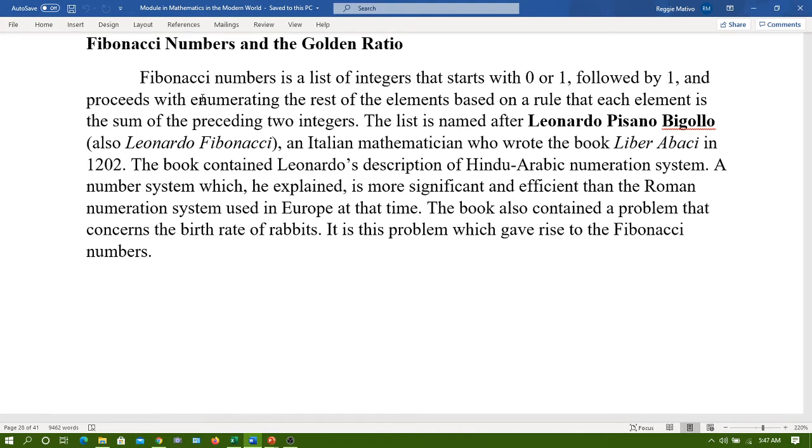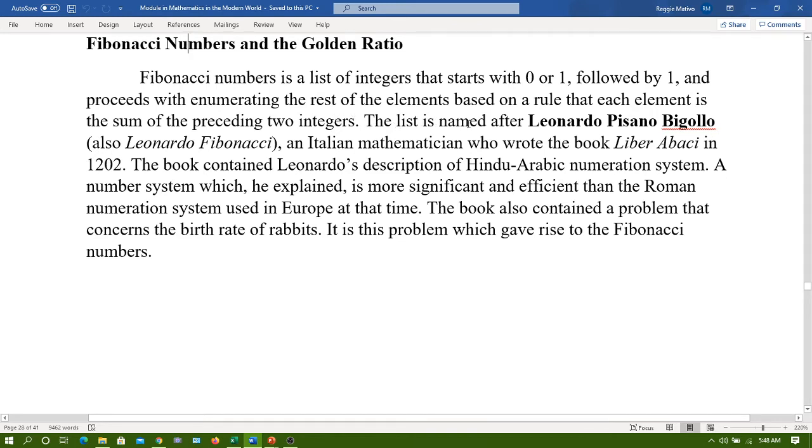Fibonacci numbers is a list of integers that starts with 0 or 1, followed by 1, and proceeds with enumerating the rest of the elements based on a rule that each element is the sum of the preceding two integers.